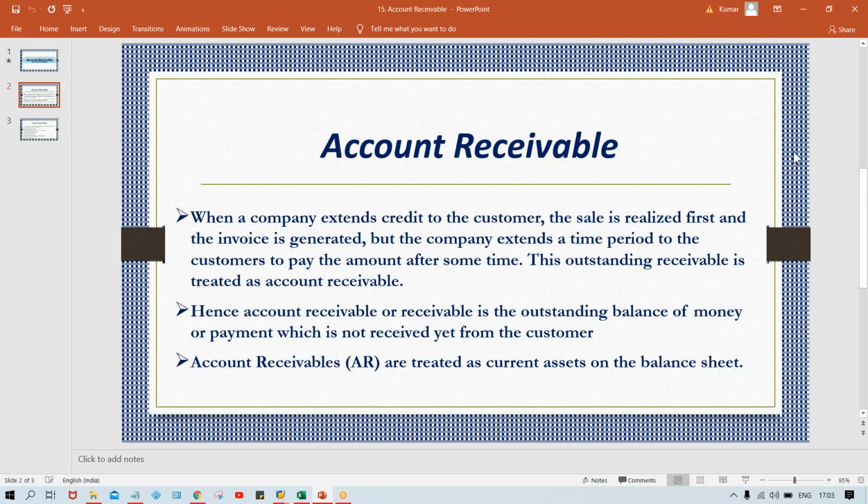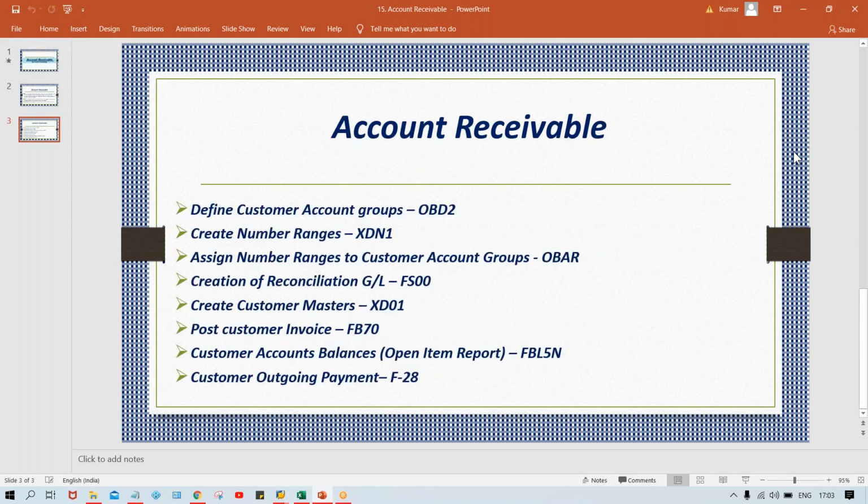Now, if you talk about the configuration part of this account receivable, how to do the configurations and what the steps are, all of it is going to be explained in detail. The configuration part is quite similar to account payable. In account payable, if you are able to remember, we defined vendor account groups. Before that, for GL master, we defined GL account groups, right? Now for customer, we are going to define customer account groups.